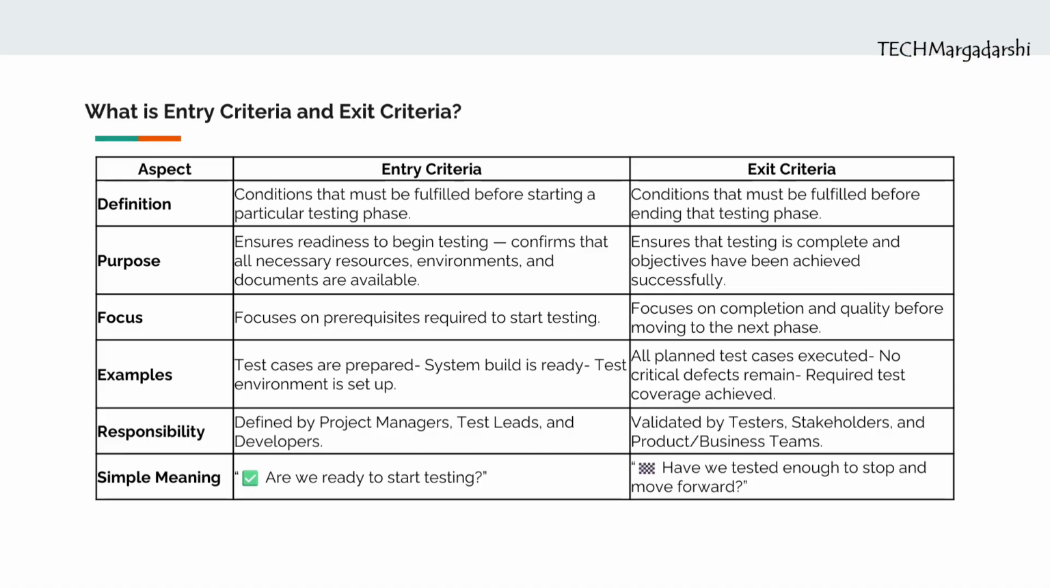So, in simple terms, entry criteria equals are we ready to start testing? Exit criteria equals have we tested enough to stop and move forward? Here, all we are explaining in table format because it is easier to learn and maintain as notes.